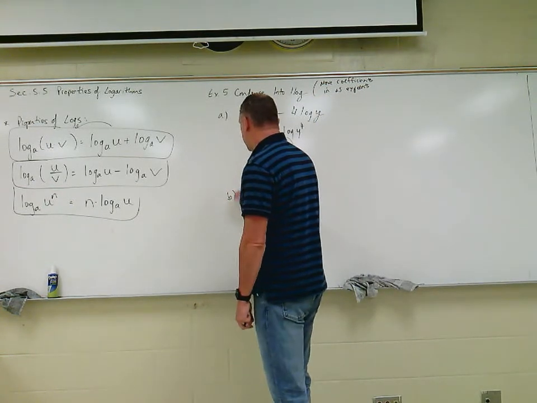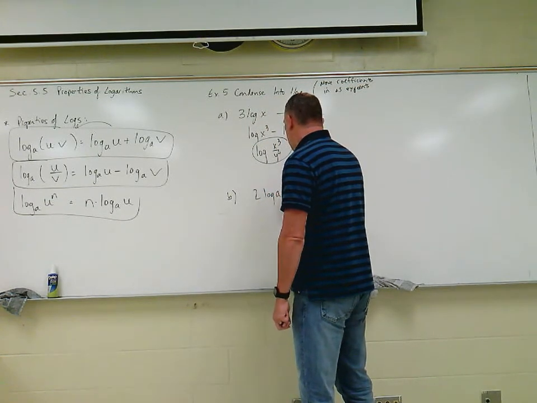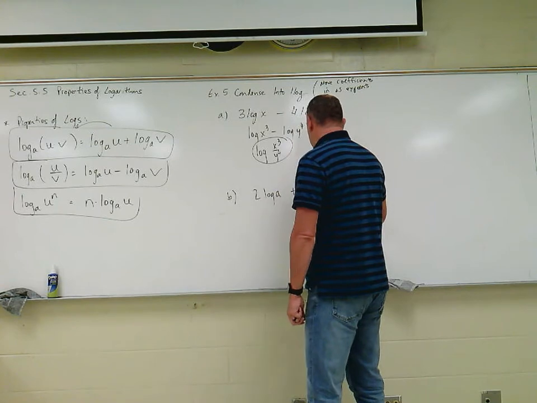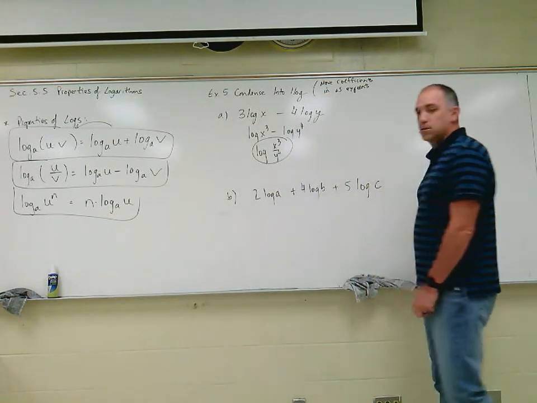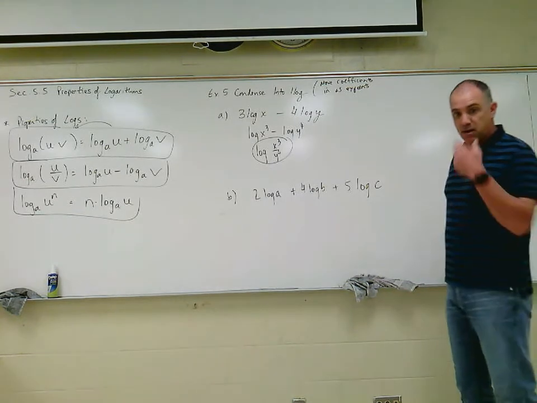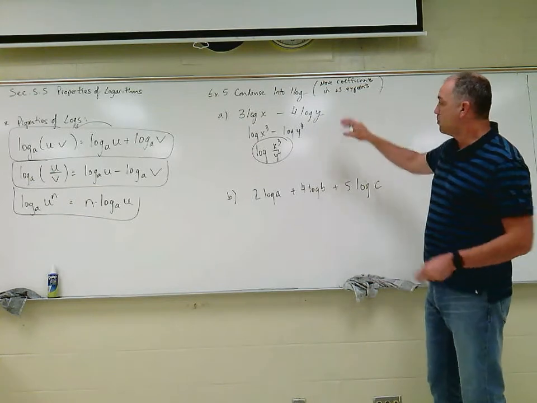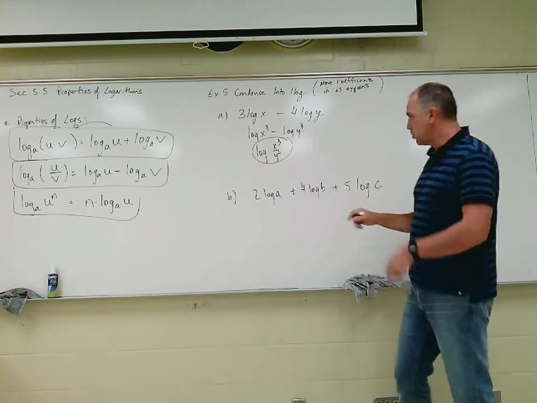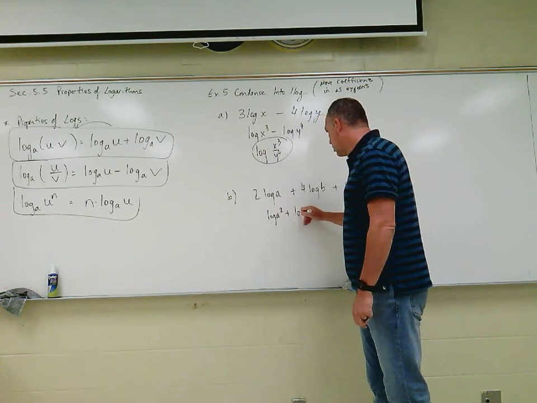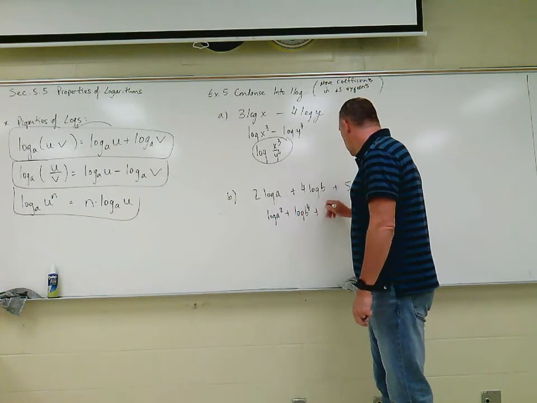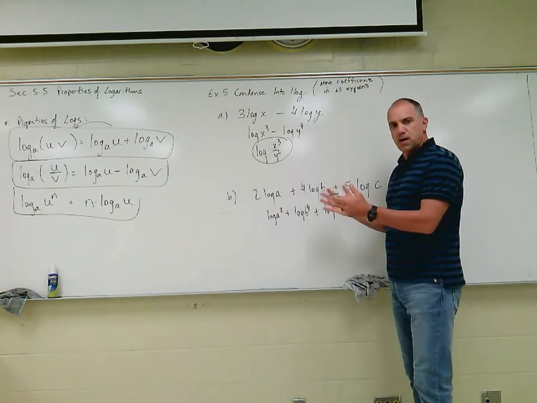And it could be an addition, right? I could have 3 things added. Maybe I have 2 log A plus 4 log B plus 5 log C. You can have several. You can have 3 logs. But again, always when I'm condensing, I'm going to move coefficients in as exponents first. So I get log of A squared plus log of B to the 4th plus log of C to the 5th. And then you can just combine 2 at a time.